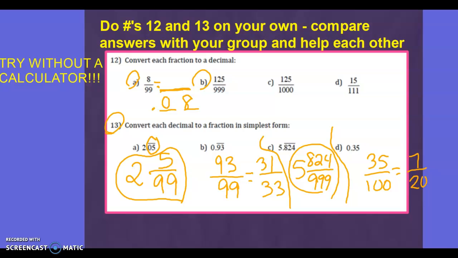Letter B, I have 3 nines in the bottom. That means I have 3 digits repeating. I do have 3 digits in the top, so I put them in for my decimal places, and I put a bar over the top of that.